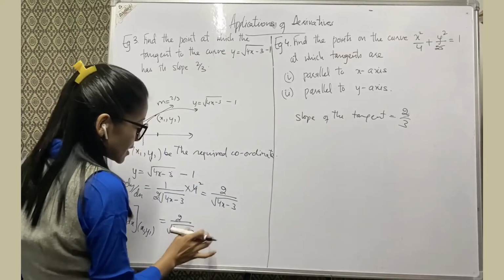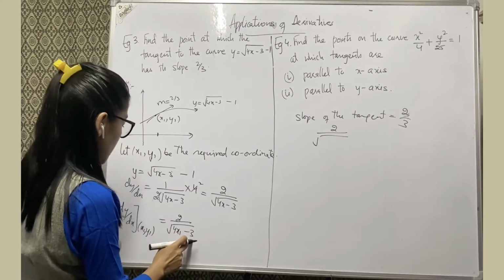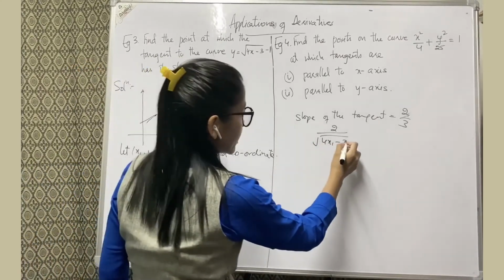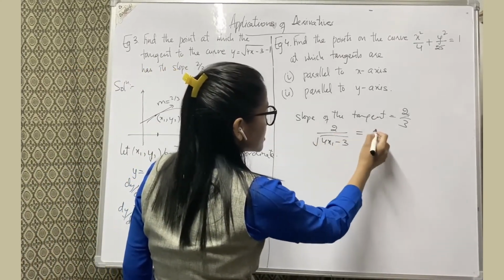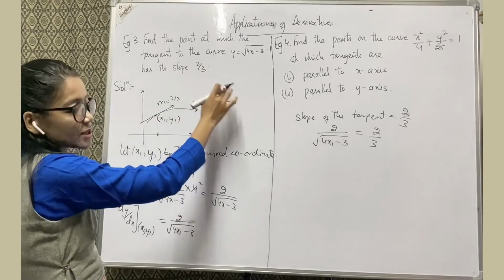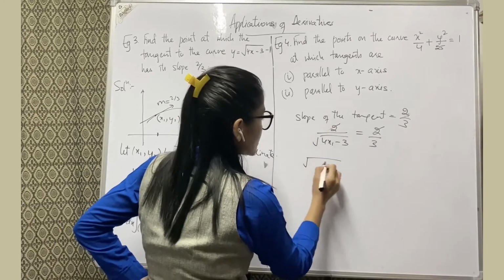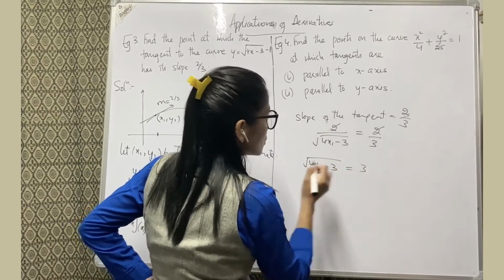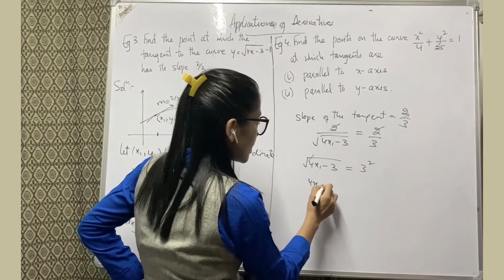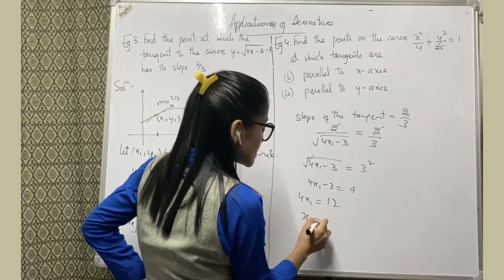Now the slope of the tangent is 2 upon √(4x1 − 3), and this is also the slope of the tangent. So you equate these two, and the 2s get cancelled. So we have √(4x1 − 3) = 3. Squaring both sides, we have 4x1 − 3 = 9. So 4x1 = 12, and x1 = 3.